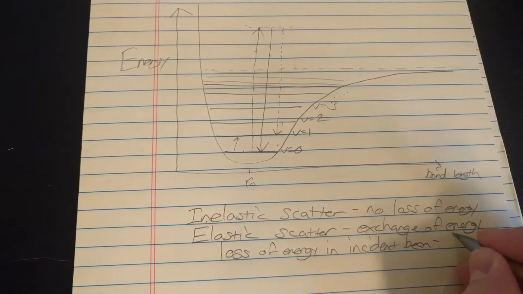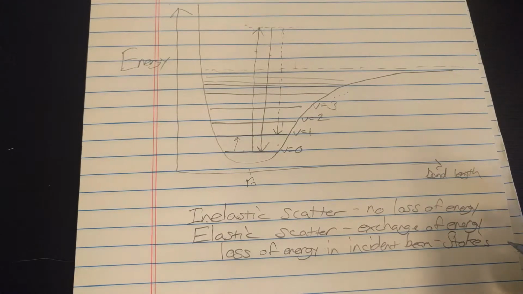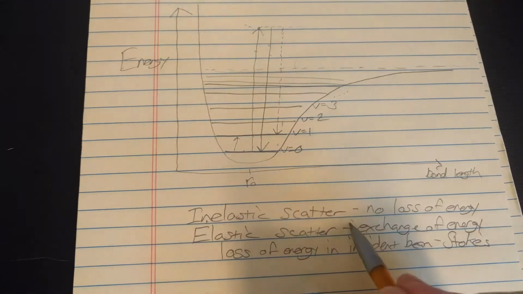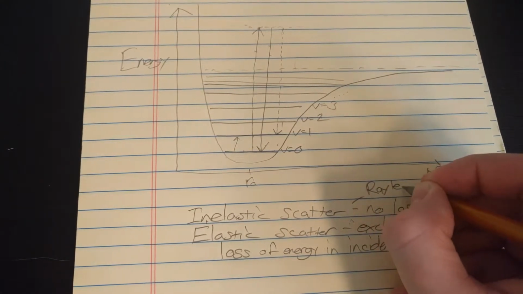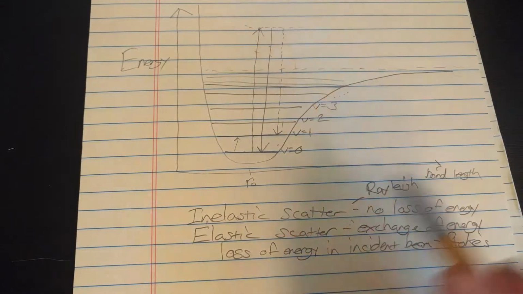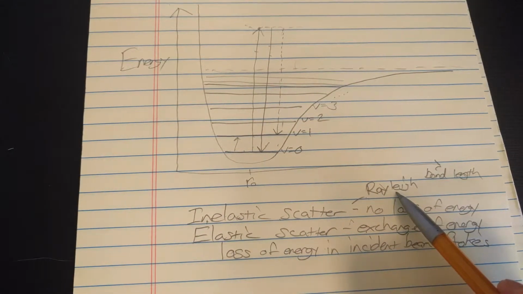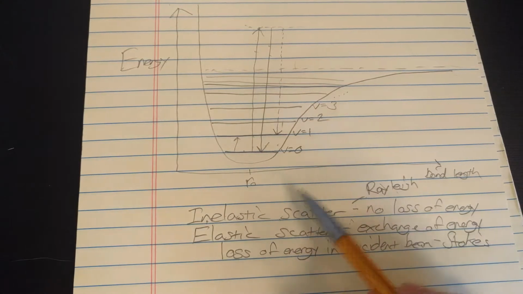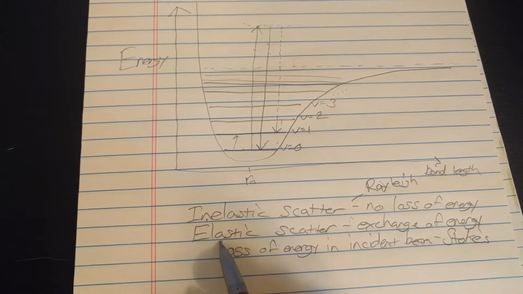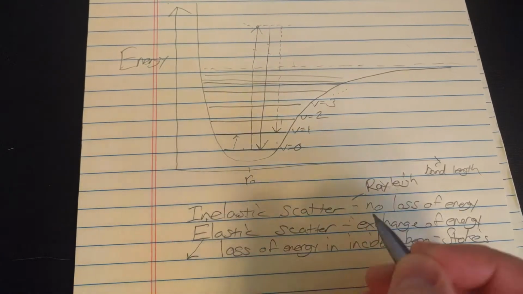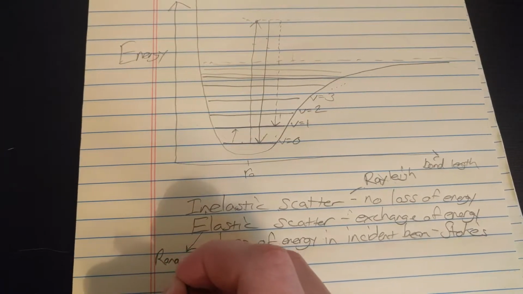We would call that Stokes scattering. Well, I forgot to mention, elastic scattering is also Rayleigh scattering. So there's no loss of energy in elastic or Rayleigh scattering. It's kind of the same thing, whether you want to say elastic or Rayleigh. Inelastic scattering has two types, loss of energy or gain, but both types are Raman scattering.